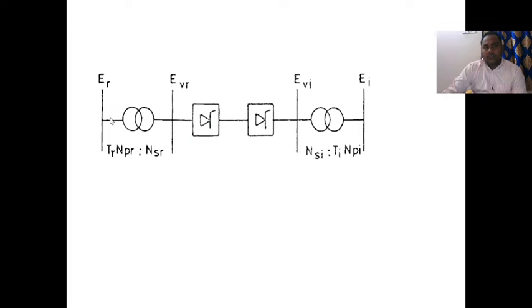Please observe this one. This is the sending end side, this is the receiving end side, this is the sending end power transformer, and the receiving end power transformer. This is a rectifier. EVR is the rectifier voltage, EVI is the inverter voltage. The turns ratio is NPR to NSR, primary side number of turns, secondary side number of turns. Normally on the sending end side, we use step up transformers. Nearer to the load center, we use step down transformers.